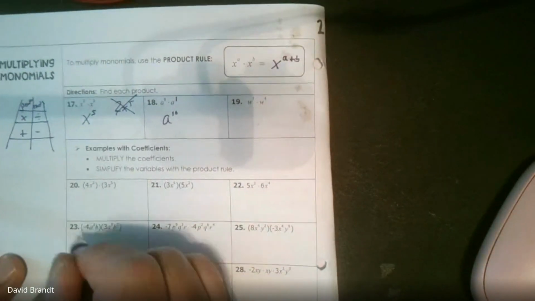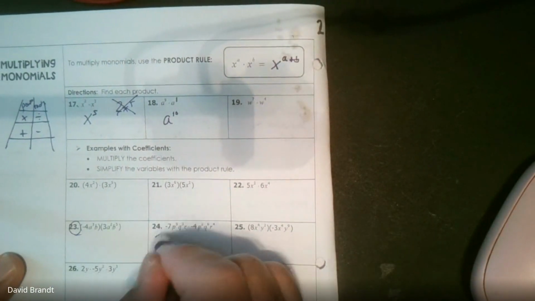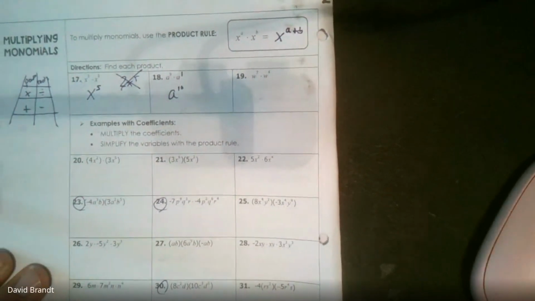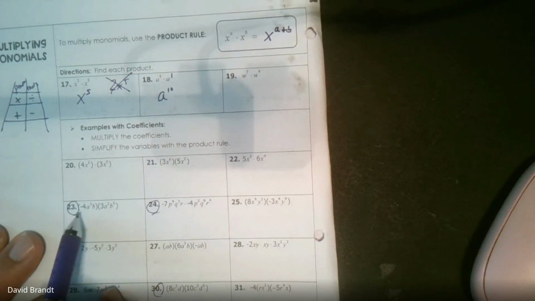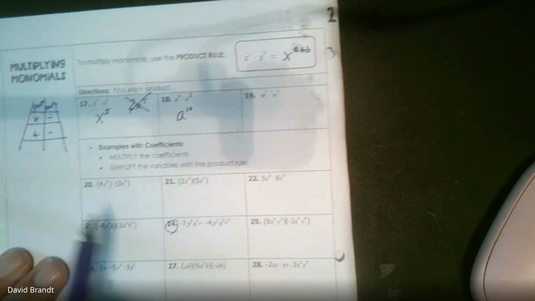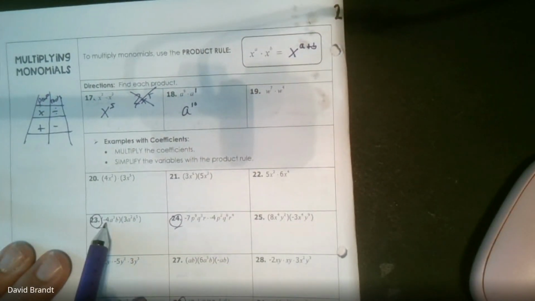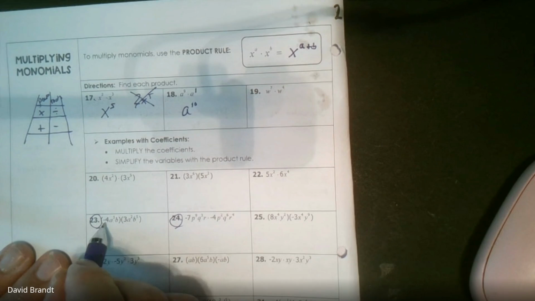All right, now let's move to some more complicated examples. Let's do 23, 24, 30, 33, 35, and 36. Those are the ones that we're going to do, and then we'll be done with multiplying. Now, again, when you multiply, the ladder rule only applies to the exponents, not to the coefficients, which are the numbers in front.